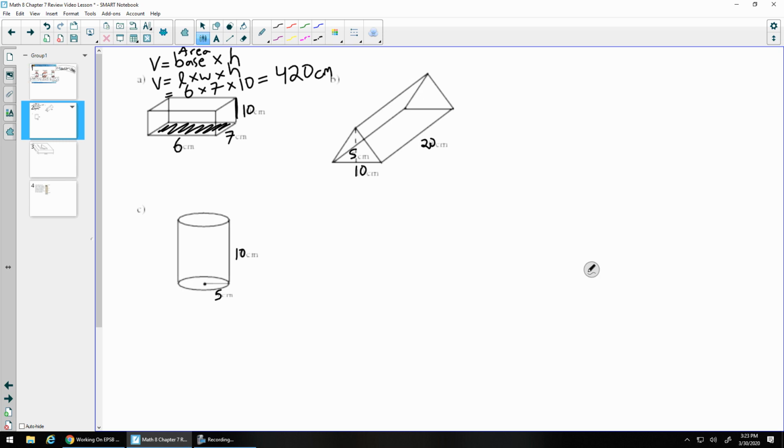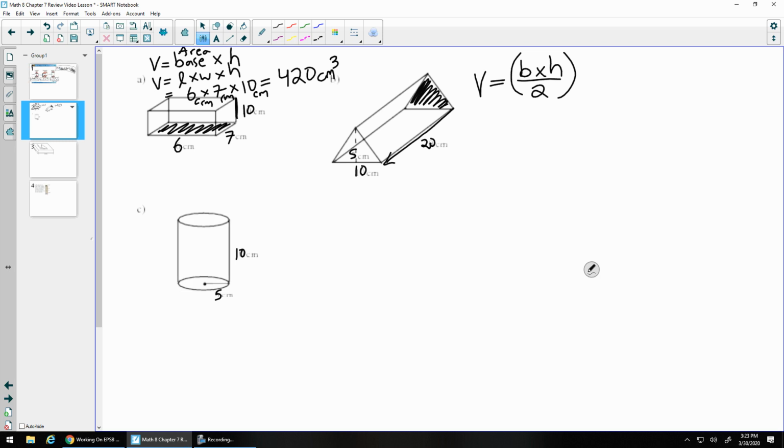Now, what is our unit? Centimeters cubed, because we've gone centimeters times by centimeters times by centimeters again means that we end up with centimeters cubed. Let's quickly look at our triangular prism. For the volume of a triangular prism, we said it's base times height divided by 2 is the area of a triangle. And when we find that area of that triangle, we multiply it by the length of the prism and the height of the prism, height or length.